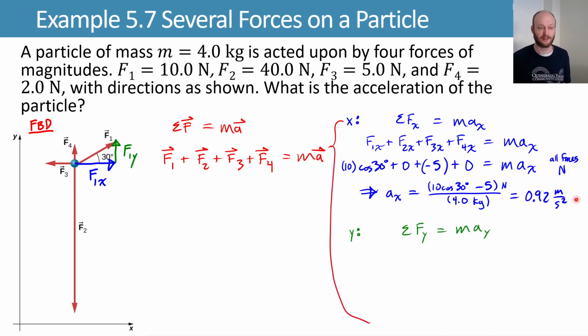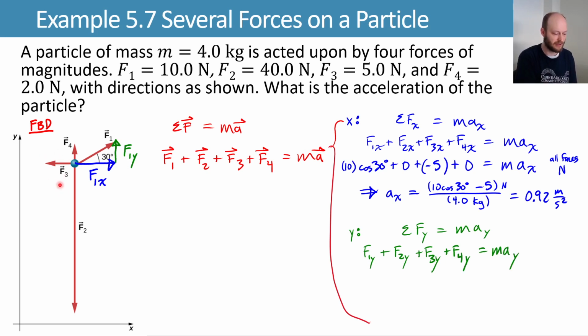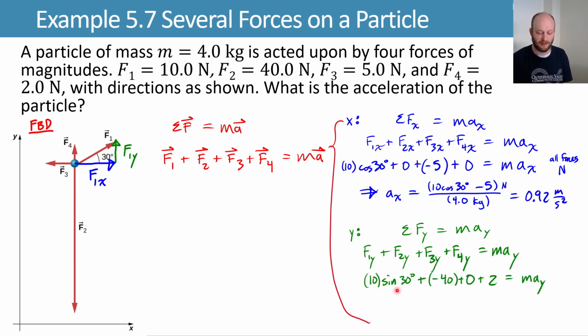The y component will look very similar. We take the y components of each of these forces, and now we'll note that F3 should be 0. F1 will now be F1 sine of 30 degrees to get the y component. And then F2 and F4 are negative and positive. F4 is positive, F2 is negative. So plugging those in, we get 10 sine 30 degrees to get the y component, minus 40 for my force 2, 0 for my force 3 because it's not going up or down at all, and then positive 2 for my force 4 because force 4 is 2 newtons and it's going straight up.